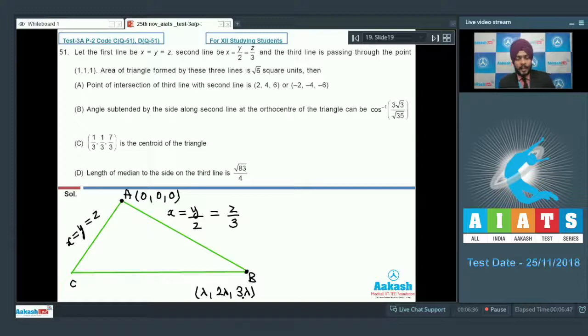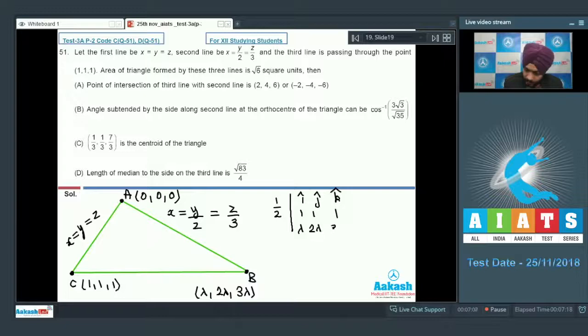Now students, see very carefully. BC is a line which passes through 1, 1, 1. AC also contains 1, 1, 1. That means C is the point 1, 1, 1. So instead of giving one point on the line, it is exactly the vertex of the triangle, that is vertex C. Area of triangle is half AB cross AC. So half AB cross AC mod, that is half of the determinant of i j k, 1, 1, 1, lambda, 2 lambda, 3 lambda. The mod of this particular value is equal to √6.